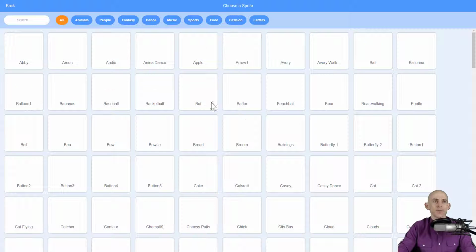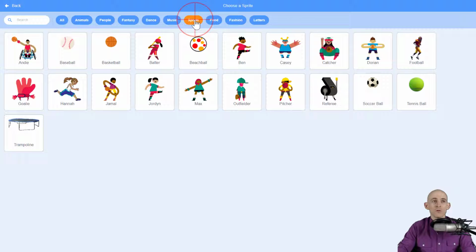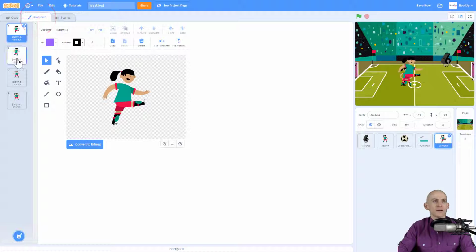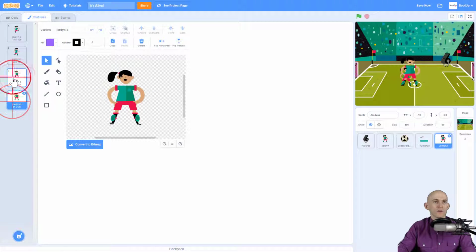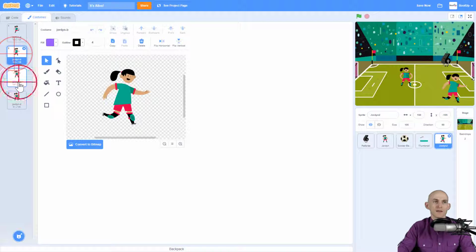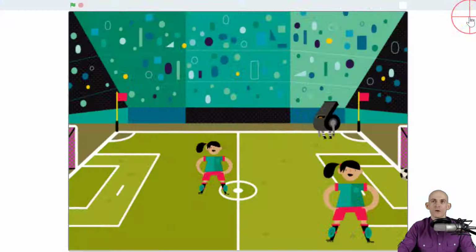you choose a sprite, the sprite that I used for this was Jordan. It's under Sports, and when you click on Jordan, you'll notice that there are actually only 4 different costumes in Jordan. So the challenge is to figure out, how did I make it so that the sprite moved, and when the sprite moved, it used more than just those 4 costumes.